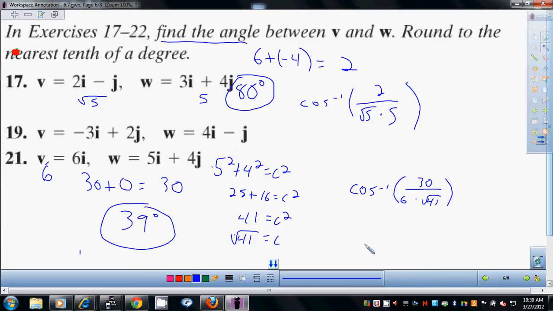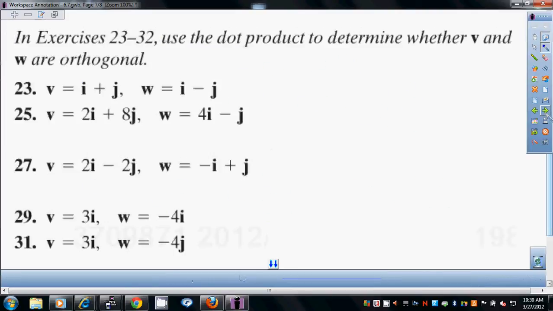Awesome. Let's just keep going. Only 2 slides left, and one of them is the assignment. So this is the last slide. Use the dot product to determine whether they're orthogonal. Now, it didn't ask you for the angle. So all it wants you to do is find the dot product and just say are or are not orthogonal, which basically means perpendicular.